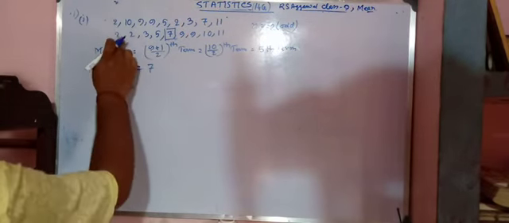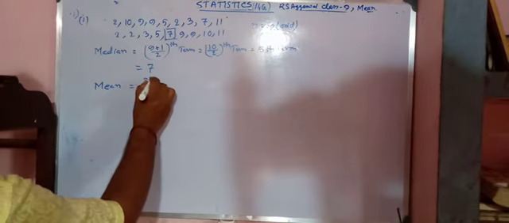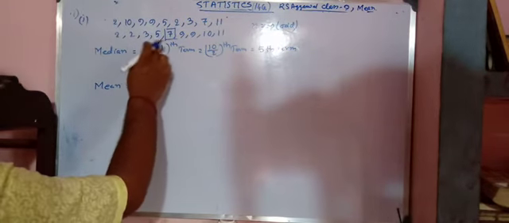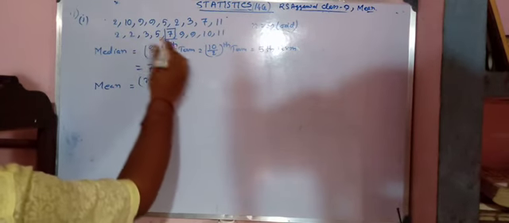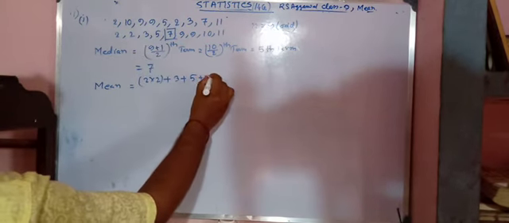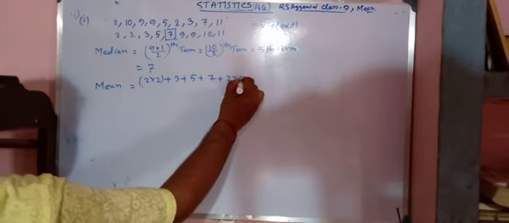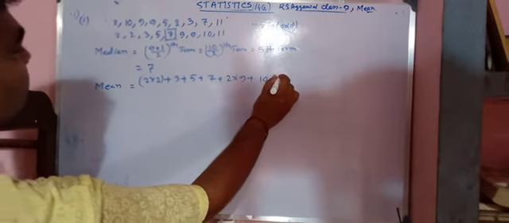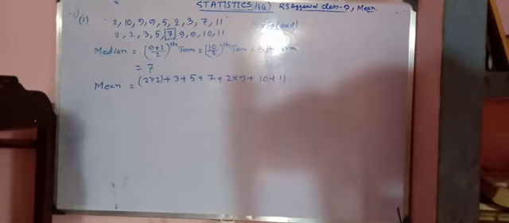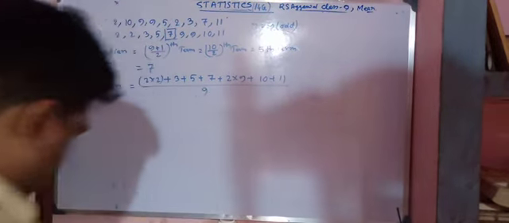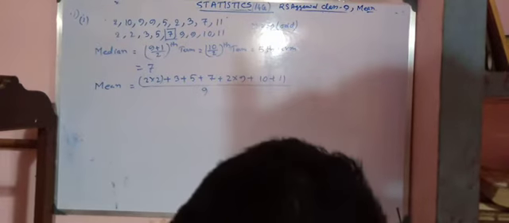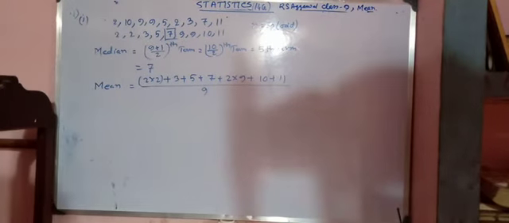Mean is (2 into 2 plus 3 plus 5 plus 7 plus 2 into 9 plus 10 plus 11) divided by 9. So if we calculate it, what have we got?